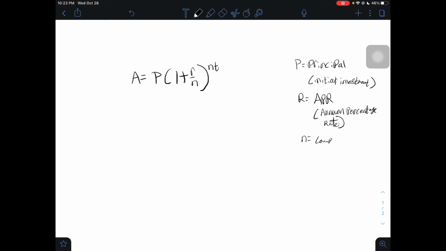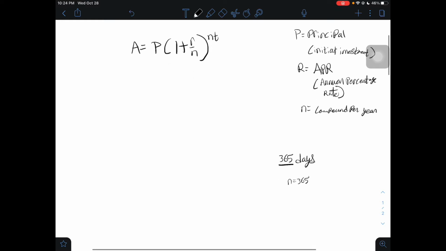So compounds per year. Okay, I'm going to give a quick example just so we can properly understand what the variable N means. Let's say your question says it gets compounded every day. So now you have to think about how many days there are in a year. One year is 365 days, and it's going to be compounded 365 times out of a year. So in this scenario, our N would be 365.